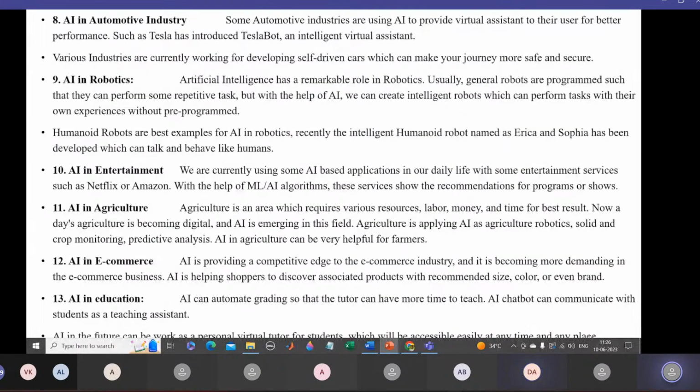Then in automotive industries, they provide virtual assistance to the user for better performance. There is the Tesla bot, which they call a virtual assistant, like all these chatbots. And various industries are currently working on developing self-driven cars.